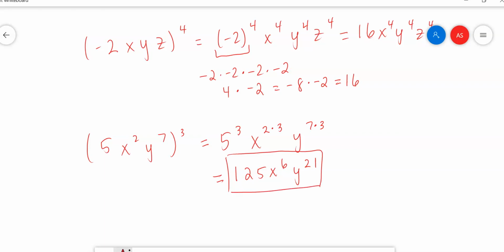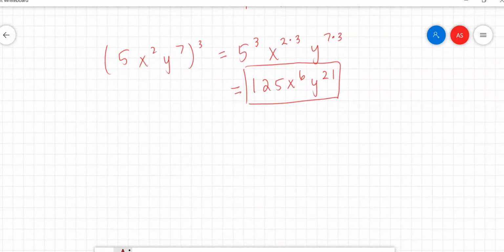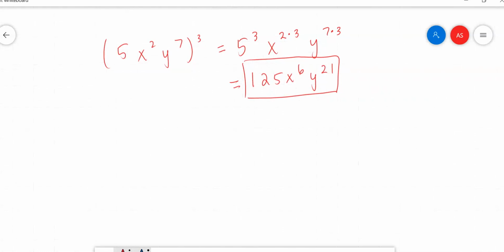Alright, pretty straightforward. All right, let's get into some fractions. Change colors. What happens when I have 2 over 5 raised to the 3rd? Well, again, that's 2 to the 3rd over 5 to the 3rd.